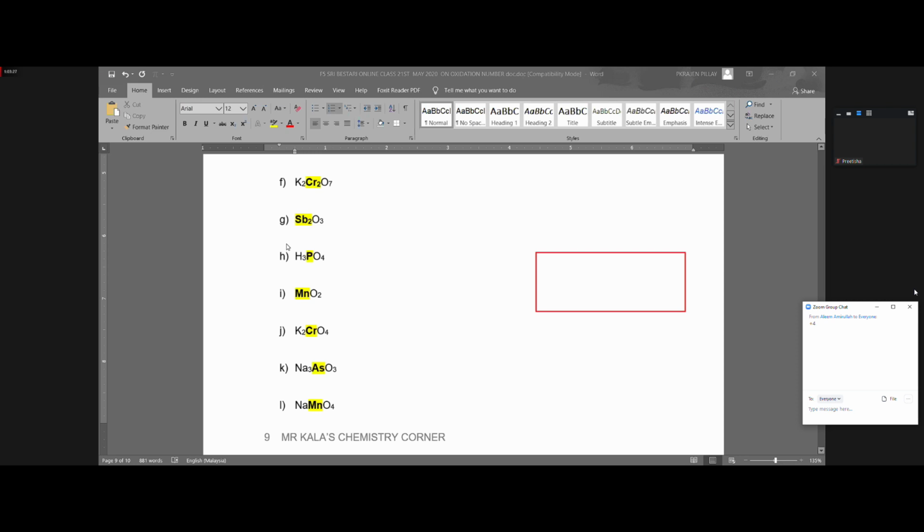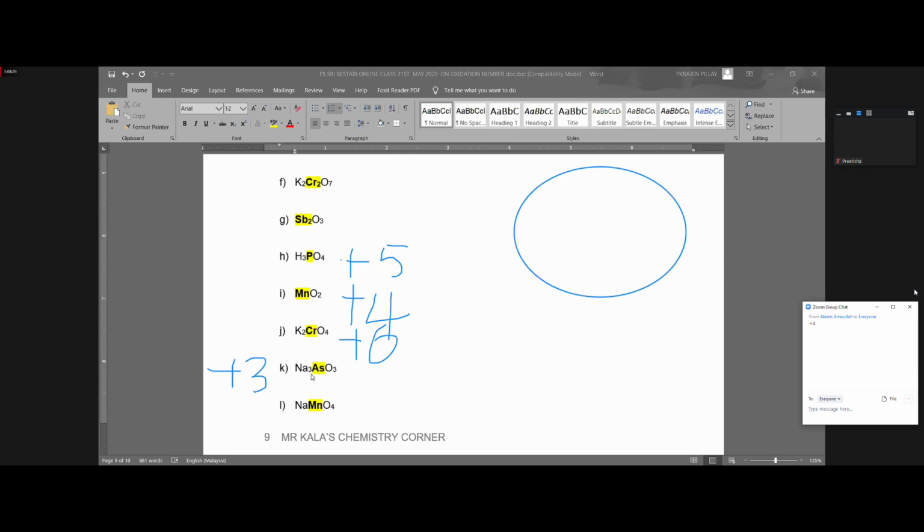What's the answer for H? Then put the answer there. H is plus 5. This one, I. Plus 4, isn't it? This one, K2CrO4, plus 6. Good. Then this is plus 3 and plus 7. See, you all can get it ready. Again, here you must know K is plus 1, Na also plus 1 because it's the charge of the ion.